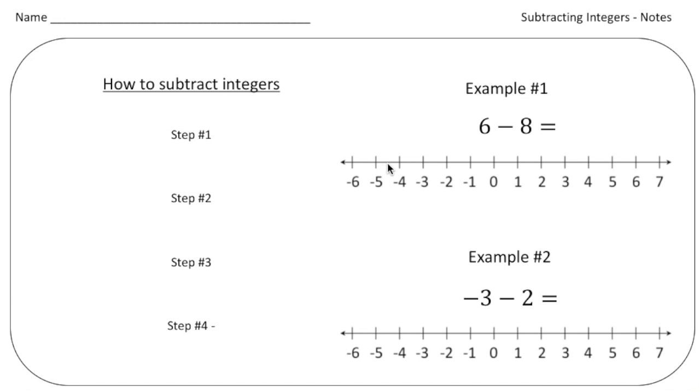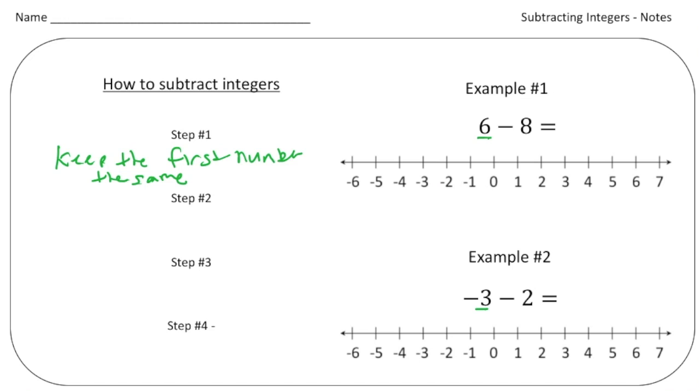To add the opposite, step number 1 is you keep the first number the same. So I'm going to write that in here. Keep the first number the same. In this case, we're going to keep the 6 just the way it is, a 6. And then also down here, we're going to keep the -3 a -3.